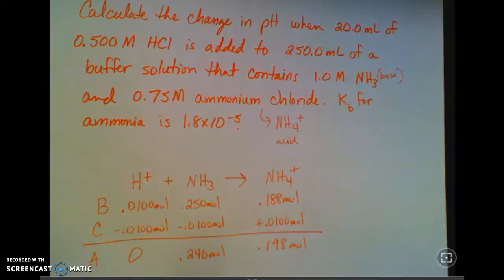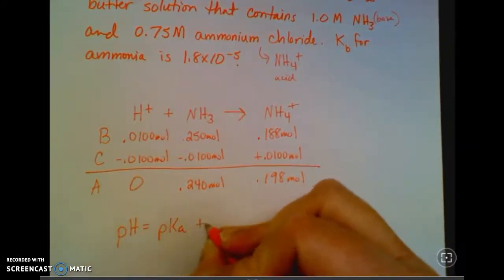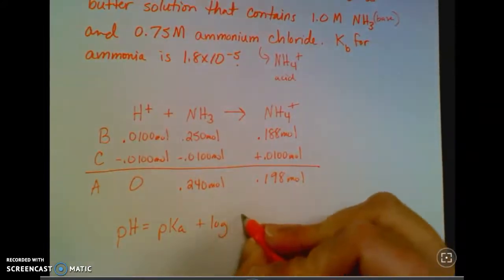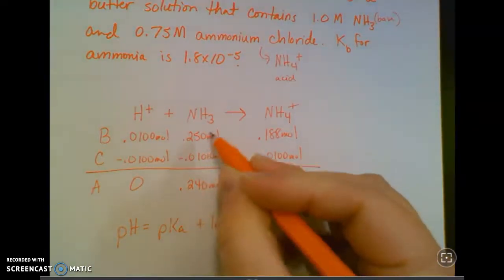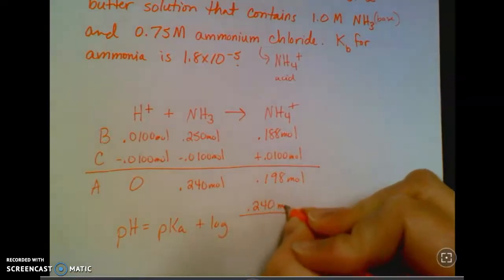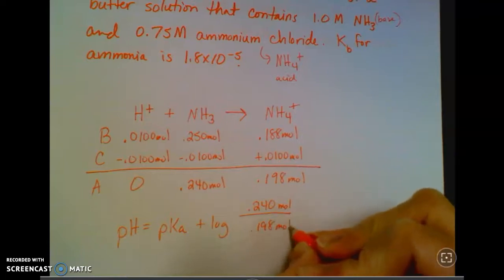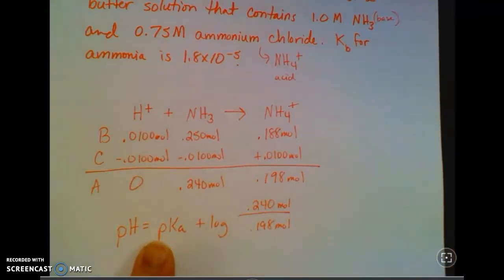So we're going back to the last video, picking up right where we left off. We had just figured out our amount of base and the amount of acid. So now we can plug that into the Henderson-Hasselbalch equation. So pH equals pKa plus the log of base over acid. And I know those numbers. So the base, I have 0.240 moles. And for the acid, I have 0.198 moles. I just need a pKa.